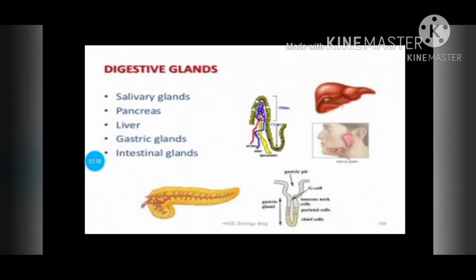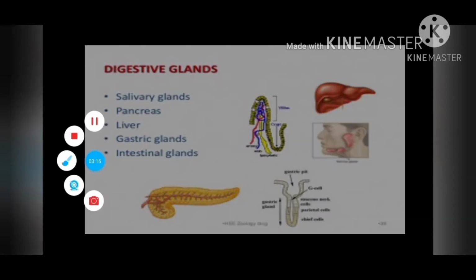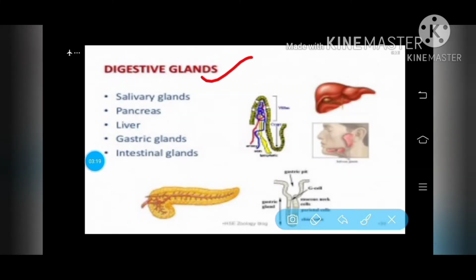After that, this is the next slide. You know that digestion takes place in the alimentary canal, but how does it take place? The digestion takes place with the help of some digestive juices. But from where do we get these digestive juices? We get these digestive juices from the digestive glands, and here you can see their names: first the salivary glands, pancreas, liver, gastric glands, and the intestinal glands. All these glands secrete juices, and these digestive juices are helpful for the digestion of food.